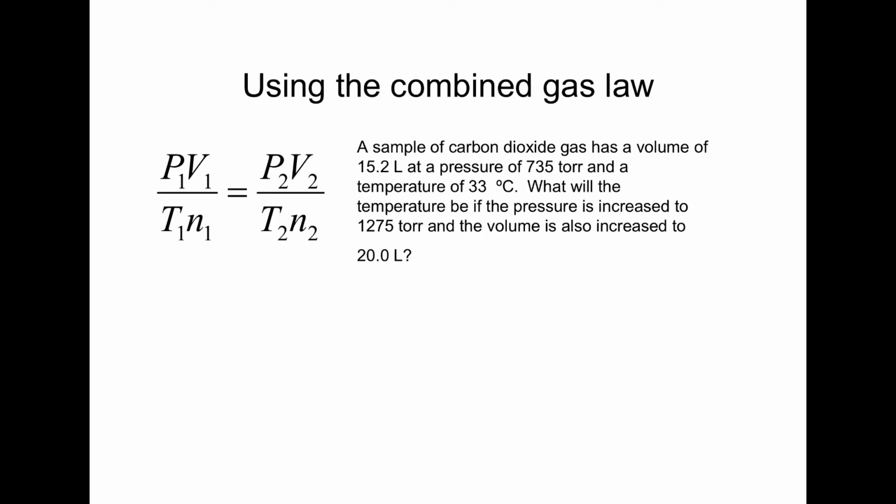So now let's use the combined gas law to practice our calculations. Again, I'm going to read through the problem and circle the variables and write down what kind of characteristics they are: volumes, temperatures, things like that. A sample of carbon dioxide gas has a volume of this many liters, so that's my volume 1, and a pressure of this, so that's my pressure 1, and a temperature of 33 degrees C. That's my temperature 1. Remember, we need to convert that to Kelvin before we start the problem. What will the temperature be?